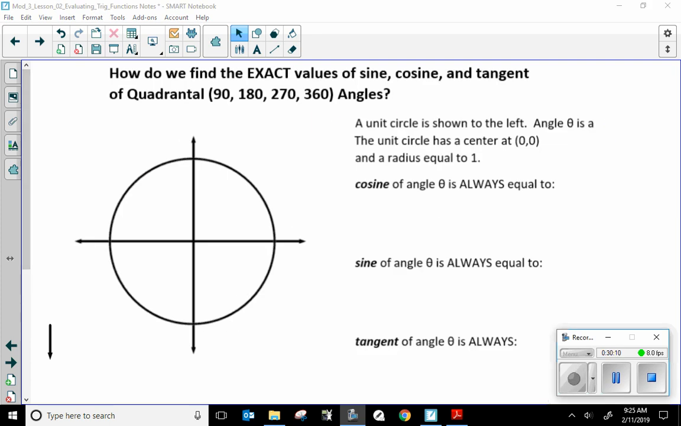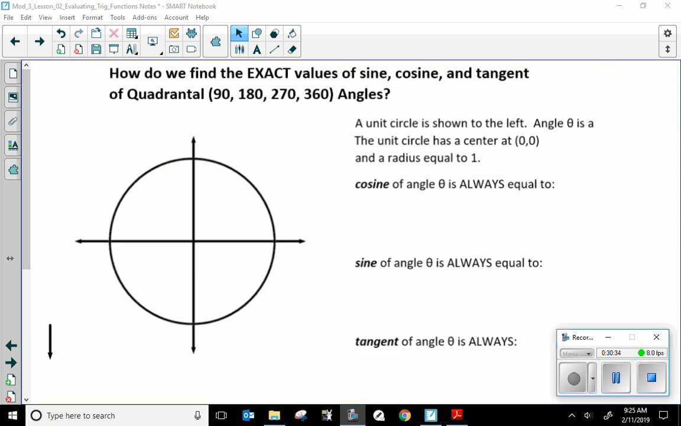So lastly, we come to this question here. And maybe it's a good question. Maybe you've been thinking about it the whole time. How do we find the exact value of sine, cosine, and tangent of quadrantal angles, which are 90, 180, 270, 360 angles? So angles that fall right on our axis. How do we find those points?